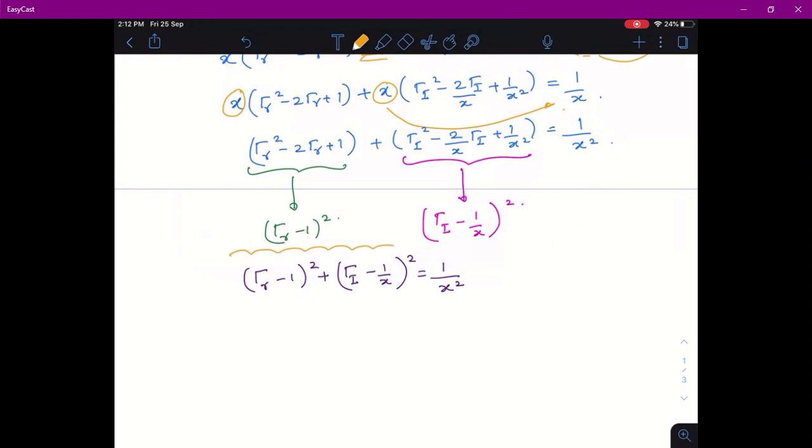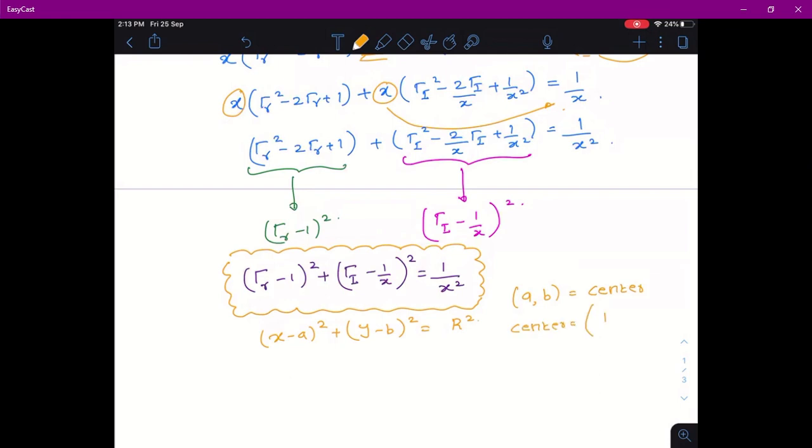So, this is your next equation of a family of circles. Because if you look at this equation, it is again (x minus a) whole square plus (y minus b) whole square equal to capital R square, where (a, b) is the center. You can see the center is (1, 1/x) and the radius R is equal to 1/x. So you got a new family of circles with center (1, 1/x) and radius 1/x.